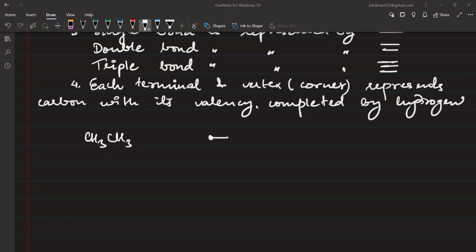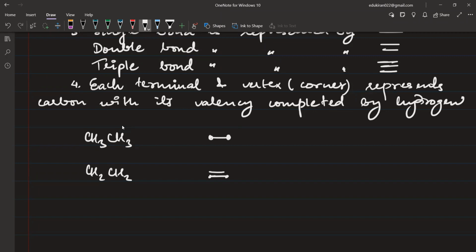Now listen here, CH3 and then here CH3. For example, if you have CH2 and CH2, obviously you can see what the bond will be here. It will be a double bond, so it will be represented something like this. If you just write like this, it represents one carbon atom and another carbon atom, and each carbon atom is having two bonds. So how many hydrogens will be there? There will be two hydrogens.